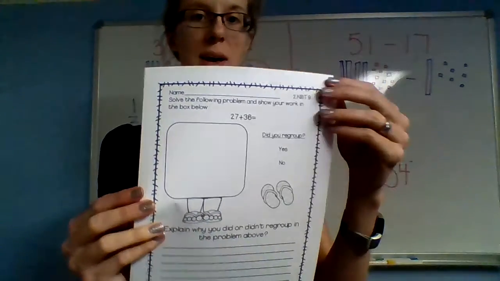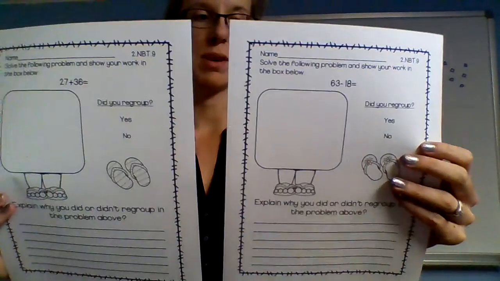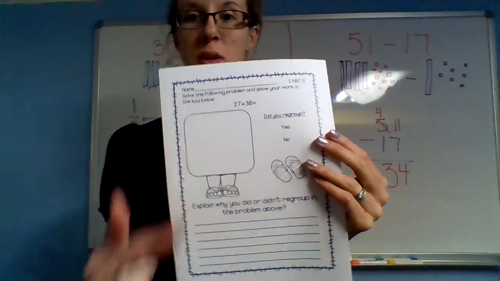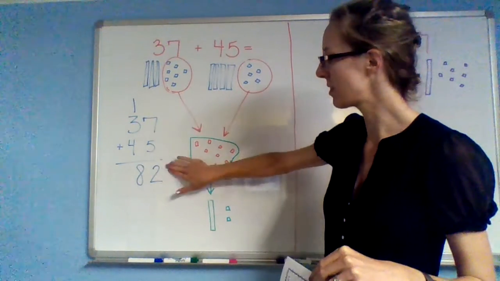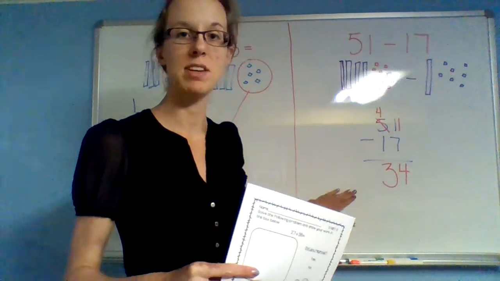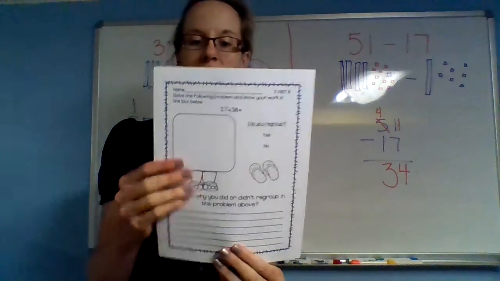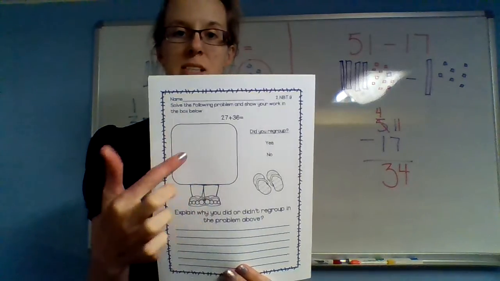Today in your packet you have 2 problems. You have an addition problem and you have a subtraction problem. There's space here to work out the problem. You could work out the problem like this, rewriting it above each other. You could work out the problem drawing pictures to show how it comes together. However, you need to work out the problem in this space.